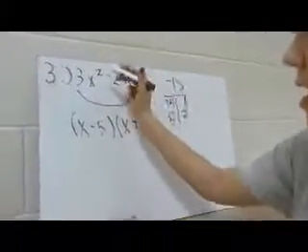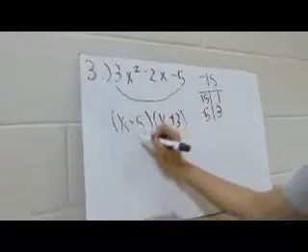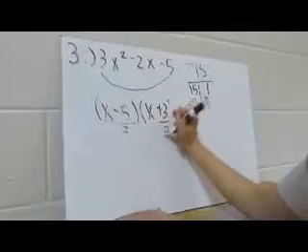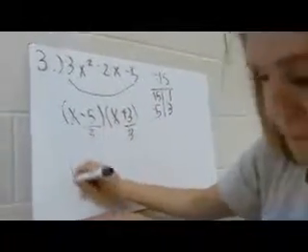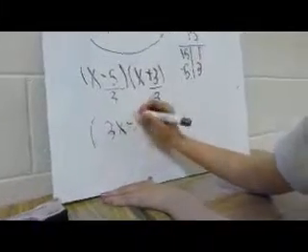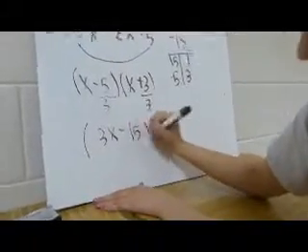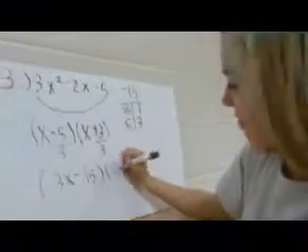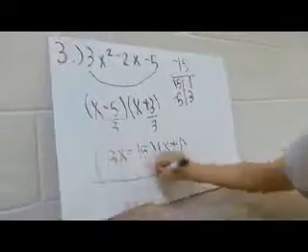And you divide it by the A term, which is 3. So divide by 3, and you get 3x minus 15, and then x plus 1. And that's the answer for number 3.